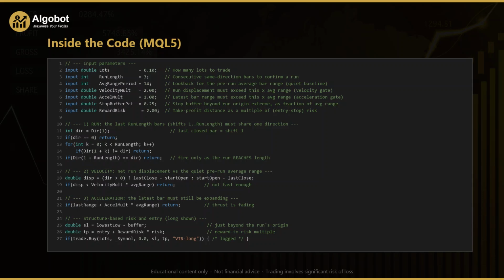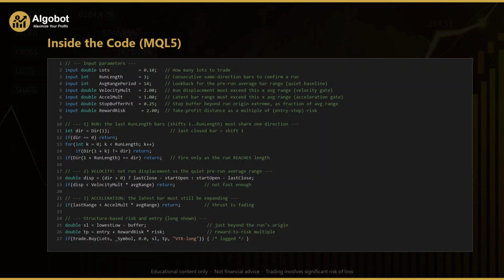Average range period is the look-back used to measure the quiet baseline range before the run. Velocity multiple is how many times that average range the run must travel to qualify, and Excel multiple is how much the latest bar must expand. Push these higher, and you accept only the most explosive thrusts. Stop buffer PCT is the cushion added beyond the structural stop, and RewardRisk sets the take profit as a multiple of the risk. Now the signal logic.